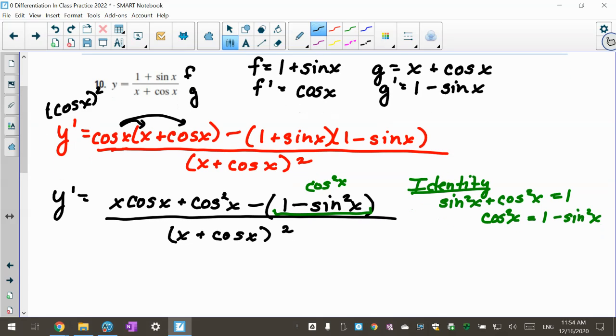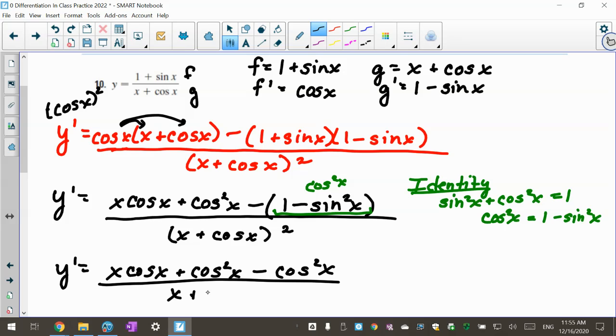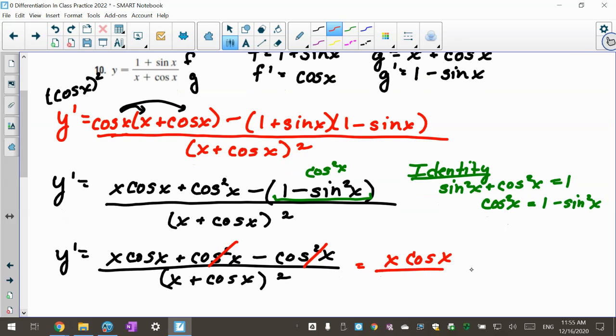So I've got here y prime equals x cosine of x plus cosine squared of x minus cosine squared of x, because that's what it just did, all over x plus cosine of x squared. Then I can say thanks for playing. That's always nice. So the derivative is x cosine of x all over x plus cosine of x squared.